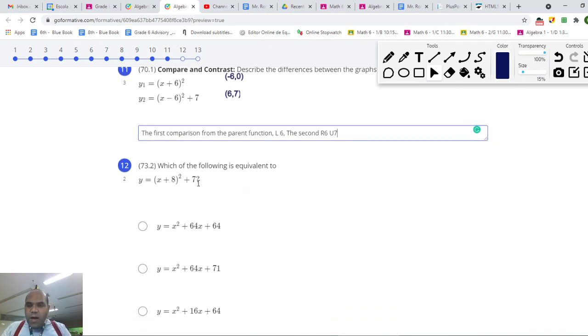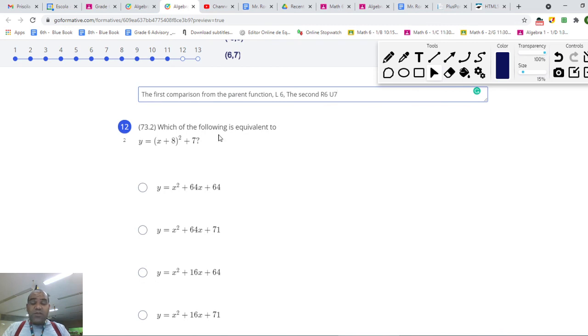Guys, right now the last one. Which of the following is equivalent? Guys, just solve this one. How, mister, do we solve this one? x plus 8 times x plus 8, well, because this is squared, yes? Plus 7. Just it, yes. FOIL method. First, outer, inner, last.